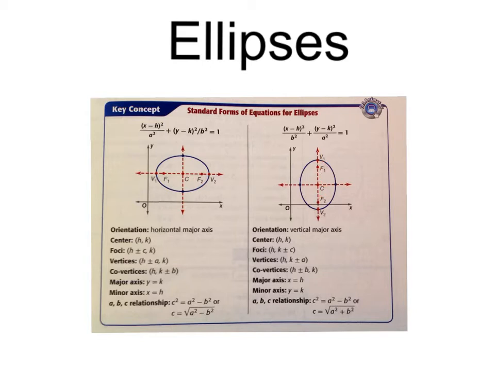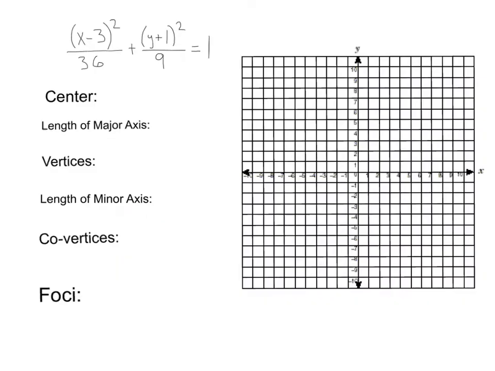Alright, let's move on to some examples. Alright, try to follow along. I'm going to be using my equation along with graphing to help me find everything I need and graph my ellipse. Here we have our equation: x minus 3 squared over 36 plus y plus 1 squared over 9 equals 1. Always equal to 1.